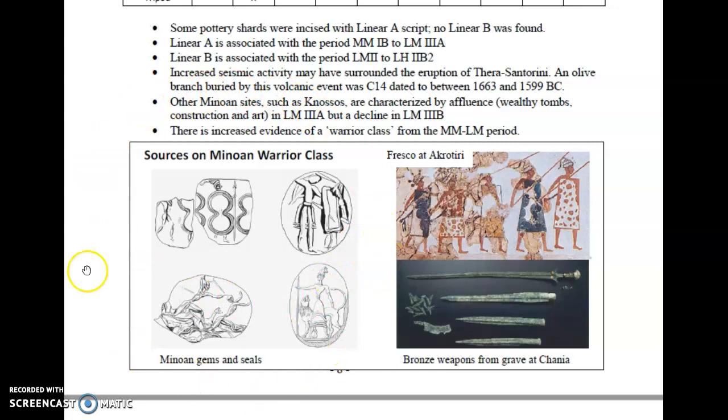So we see examples of this Minoan warrior class through gems and seal stones. Seal stones are small stones that have been carved out with a particular insignia. We also have bronze weapons from a grave at Chania, and this cool fresco as well of warrior men at Akrotiri.